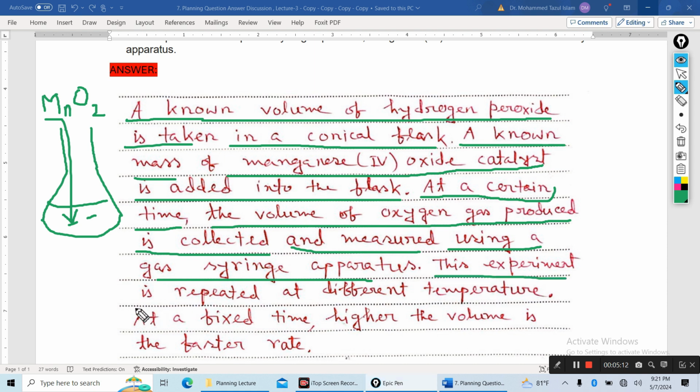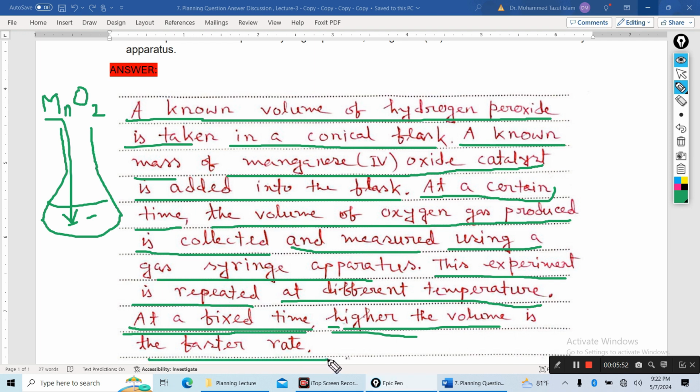This experiment is repeated at different temperatures. Say this experiment is repeated at 25 degrees centigrade, 35 degrees centigrade, 45 degrees. At a certain time, the higher the volume, the faster the rate. I mean, at a fixed time, if the volume of gas is higher, the reaction is faster. Decomposition of hydrogen peroxide is faster.